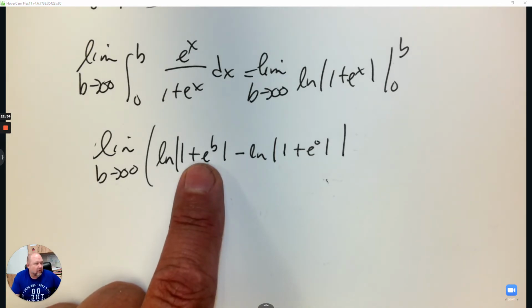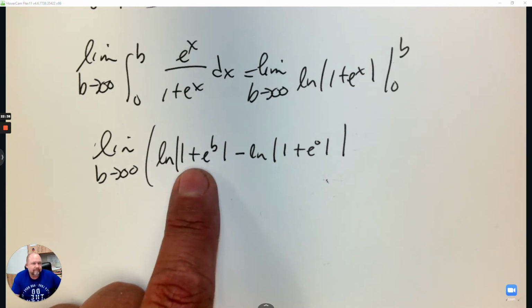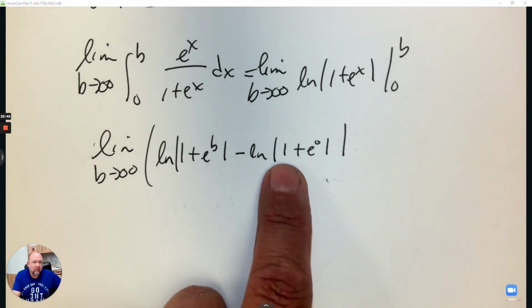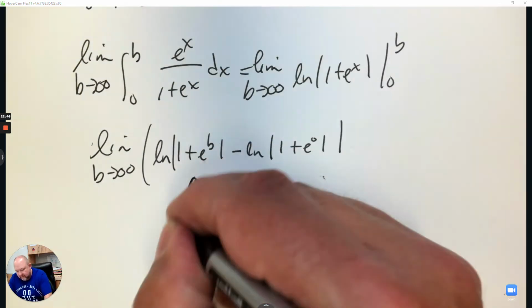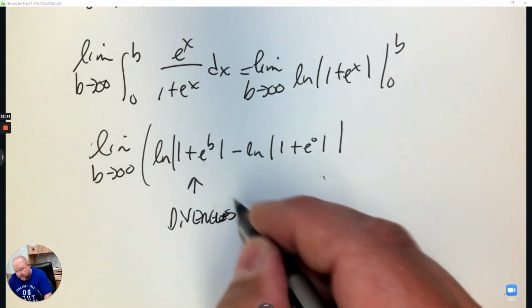So a logarithm goes to infinity. So this is going to diverge. This does not converge to a number. Ln 1 plus 1, that'd be ln 2, but this one diverges. It continues to go to infinity. So it does not converge to an answer.